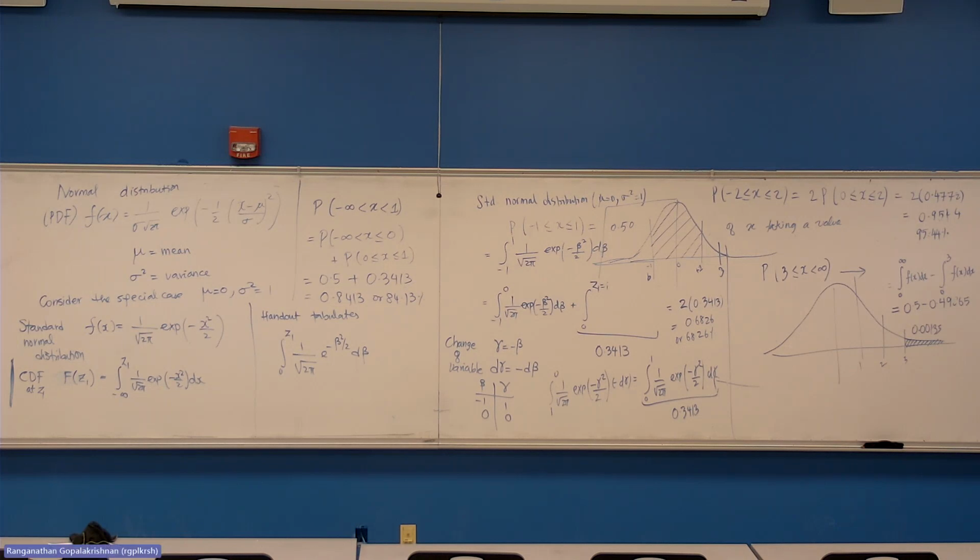If you go further, like 4, 5, and so on, it will keep getting closer to 0.5, never really reaching 0.5 until you are technically at infinity. So this table almost stops varying beyond 3.09. That's the point. So this is 0.49865, which gives you 0.00135 or 0.135%.